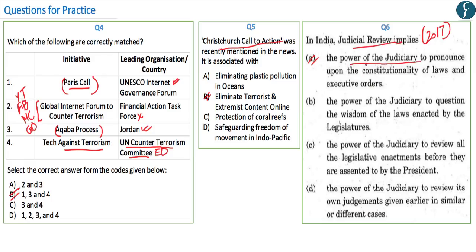pronounce upon the constitutionality of laws and executive orders, whereby judicial review means that it is the power of the judiciary to say whether the laws or the executive orders which have been passed by the legislature or the executive are constitutional or not. And now with this we come to an end in the analysis of today's newspaper. Now we move on to the question for today.